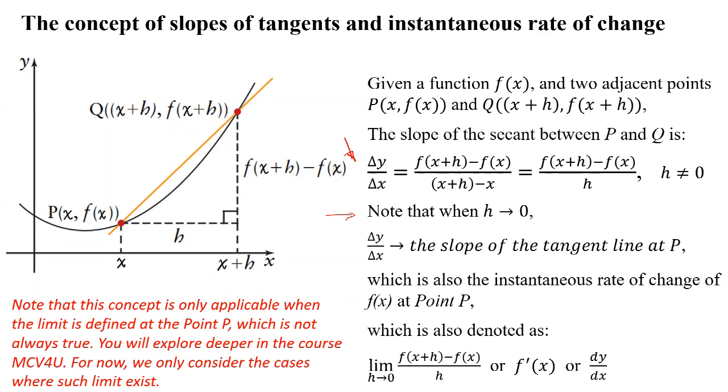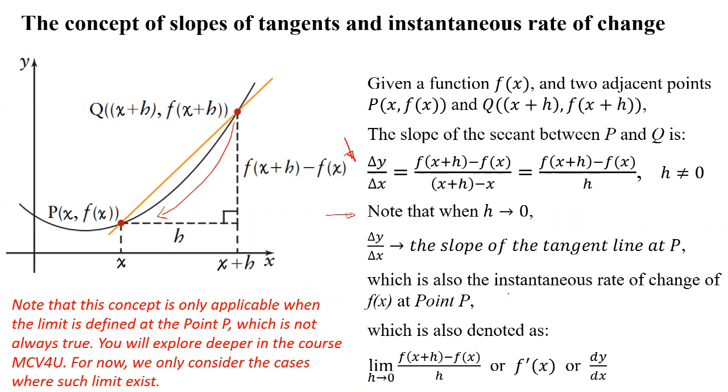So note here, when h approaches 0, then delta y over delta x will approach the slope of the tangent line at P, right? As you imagine, when Q is very close to P, that means when h approaches 0, the slope of the secant line will approach the slope of the tangent line at point P, right?